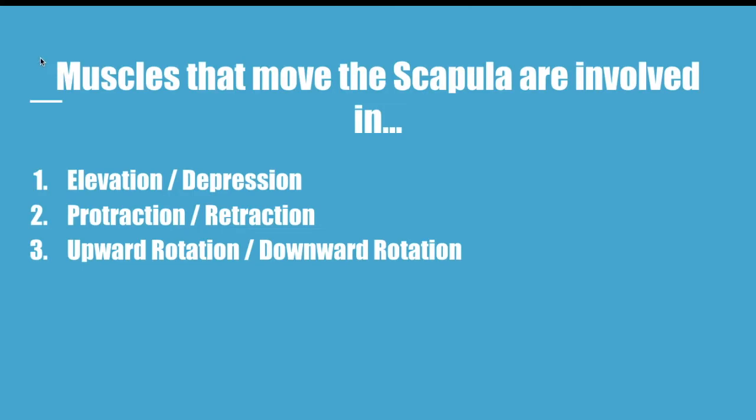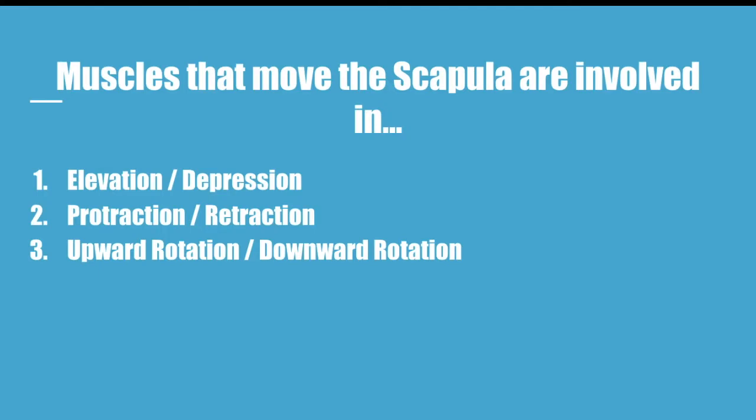Since there are many different muscles that attach to the scapula, and these muscles are attached to different components, various regions of the scapula, we could have many different types of movements. We could have elevation and depression, which is superior and inferior movement of the scapula. We'd have protraction and retraction.